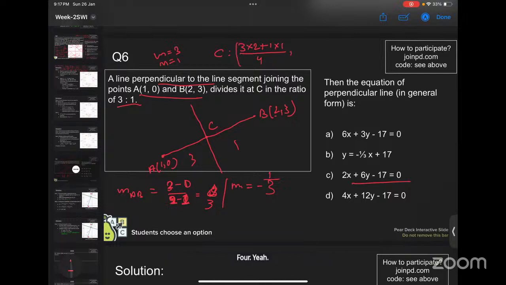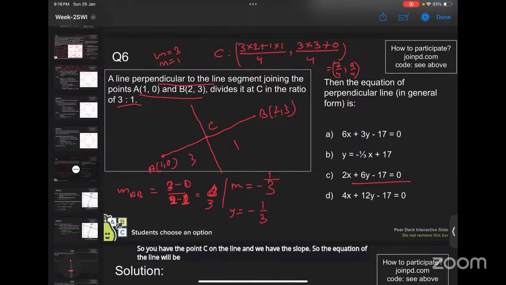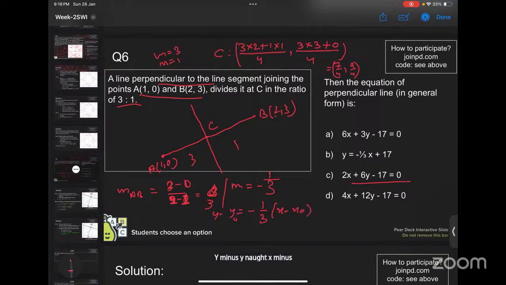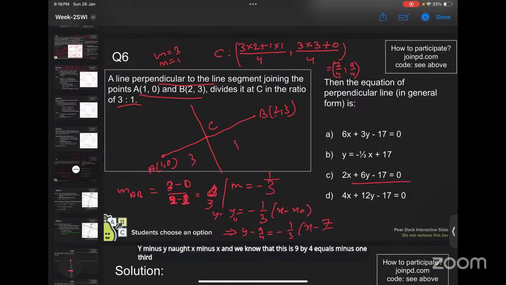And what is the y coordinate? Similarly, m is 3 into 3 plus 0 by 4. The coordinate of C will then be 7 by 4 comma 9 by 4, right? So we have the point C on the line and we have the slope. So the equation of the line will be y minus y naught equals m times x minus x1. And we know that this is y minus 9 by 4 equals minus 1/3 times x minus 7 by 4, right?